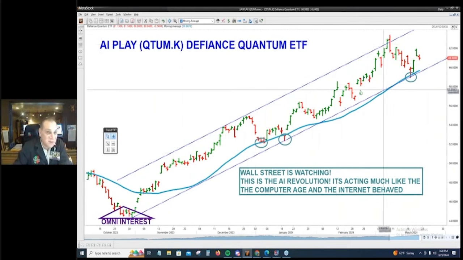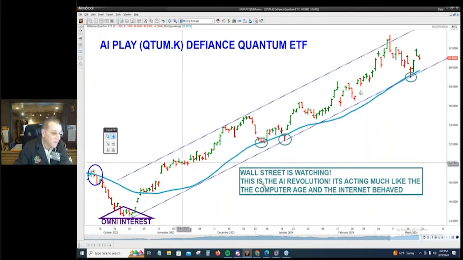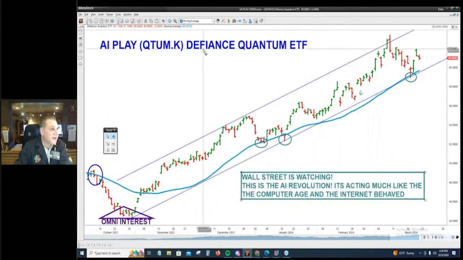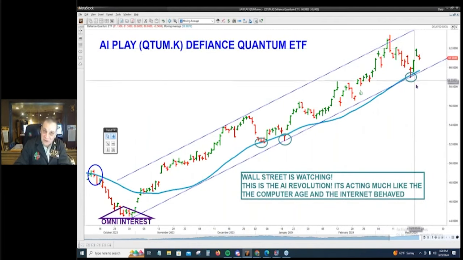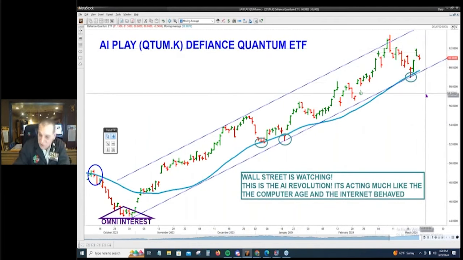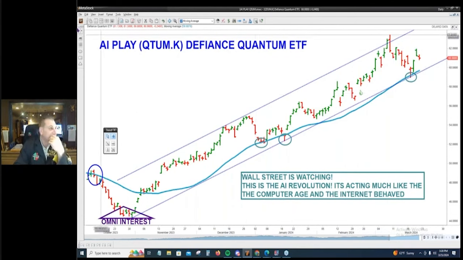And this quantum ETF, look at the way it rides the average. I mean, it almost never violates the average. Once it's above, it stays above. And when it's below, it stays below. Great average or algorithm on a fantastic ETF so far. That's been staying in tune with the AI revolution, and of course not so expensive that we can't afford it.